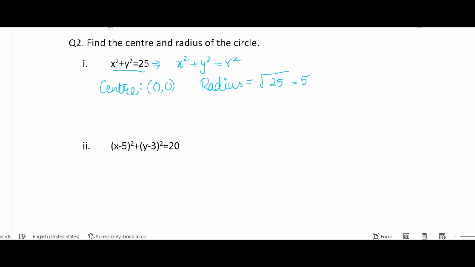Don't write plus minus 5 here because it is radius, it is a measure, and the length of a radius can never be negative, right?